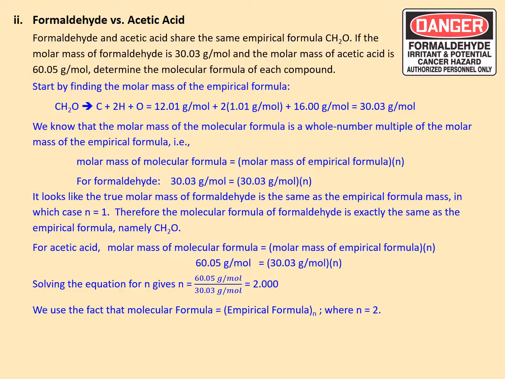We can now use the fact that the molecular formula must be related to the empirical formula, where the subscripts of the empirical formula are multiplied by this whole number 2. So we take our empirical formula CH2O and multiply those subscripts by 2. We now get the true molecular formula for this compound, C2H4O2.